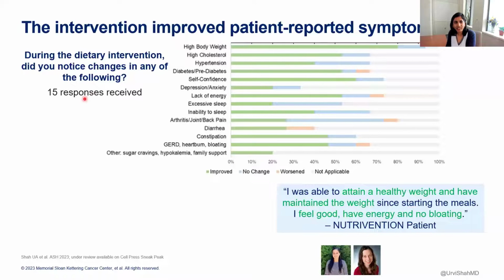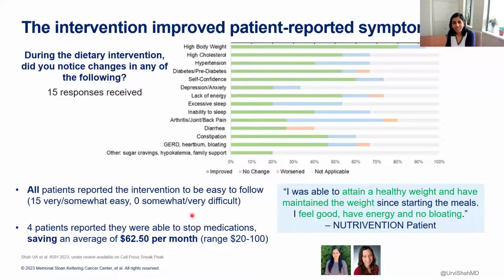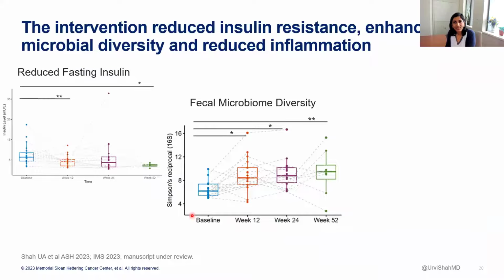Additionally, we surveyed the patients and we said, are any of these other symptoms improved for you? Of course, this is subjective, this is patient response, but you can see we got 15 responses back, and you can see in green are the bars of things that patients felt improved. Like some also had improvement in depression, anxiety, some in sleep, joint pain, GI issues. We had one patient stop an antidepressant. We had one patient stop insulin. So we had patients able to stop medications too. And all patients reported the intervention to be easy to follow, and some were able to save money because they stopped medications.